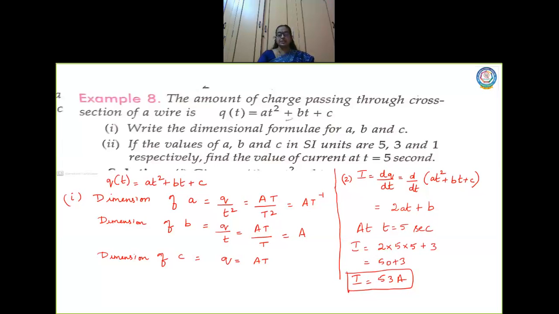You have to differentiate between average current and instantaneous current. That is why I did this formula and this problem for you.